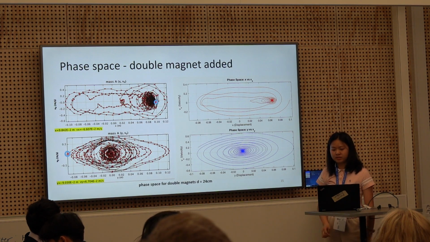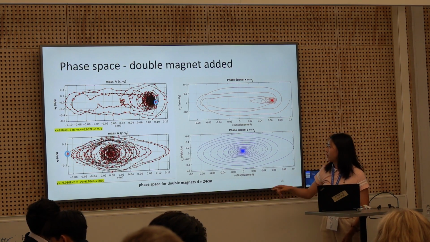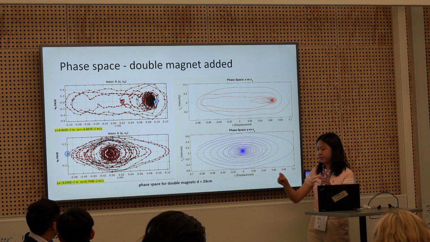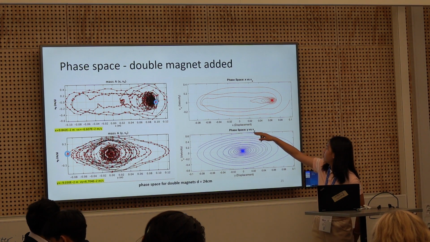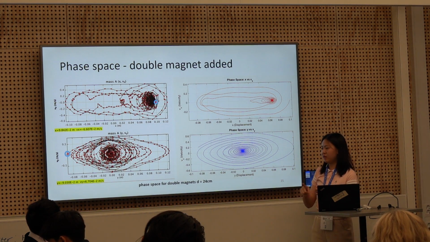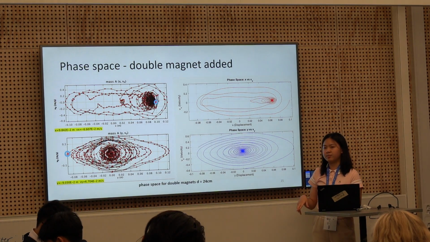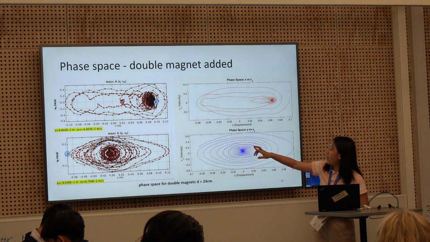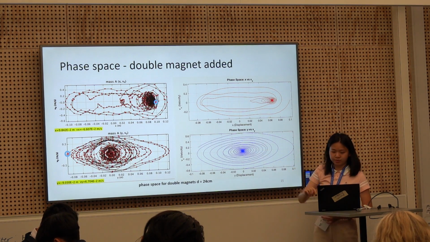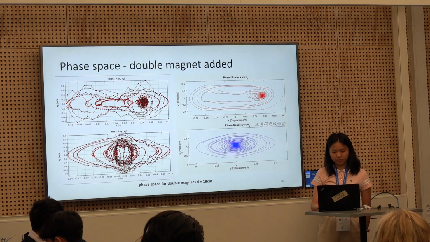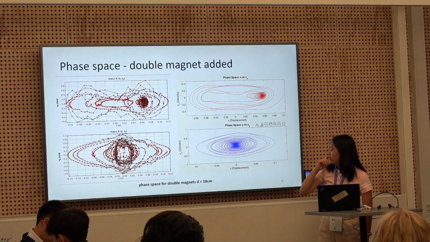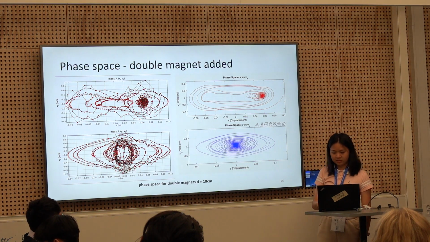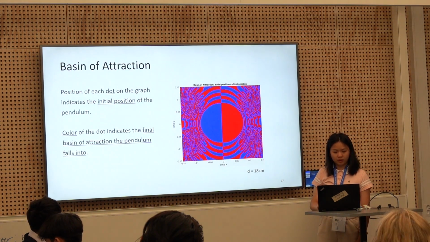When we add the second magnet, they are symmetrically distributed, for example at negative 9 centimeters and 9 centimeters along the x-axis, and the phase space looks like this. Our mathematical model matches pretty well with the experiment data. Even if we change the distance between the magnets, the data matches pretty well.